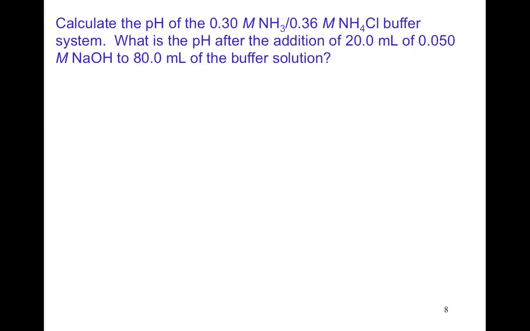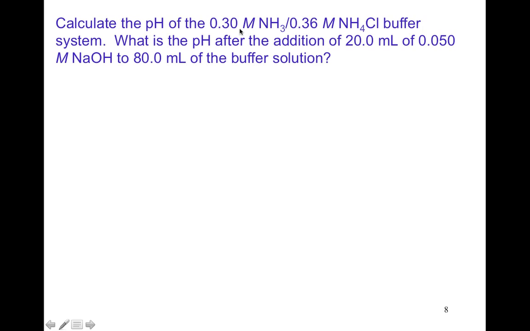So now we can do a problem with this. What's the pH if we have 0.3 molar of ammonia and 0.36 molar of ammonium chloride buffer system? And then what's the pH if we add 20 milliliters of 0.05 molar sodium hydroxide to 80 milliliters of the buffer solution? I think this is one of the reasons that the chem test is so hard, there's just so much information you don't know where to start. Let's start right here. Just do the first part. pH of a buffer solution.